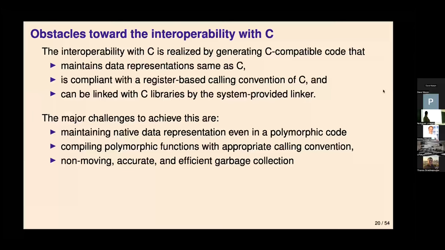And the second is to combine polymorphic functions with an appropriate calling convention. A polymorphic function has polymorphic behavior, as its name says, so it is difficult to decide how the polymorphic function is called. This is the problem of calling convention. And the third problem is related to garbage collection, which must be non-moving and work with native computation.